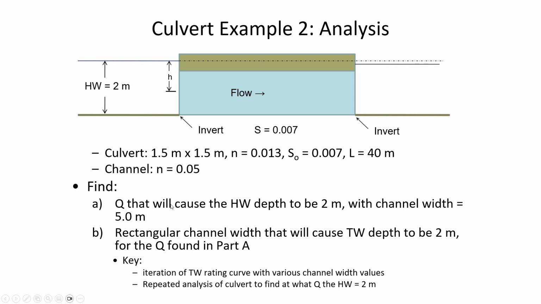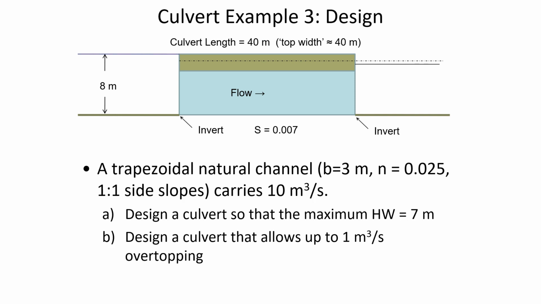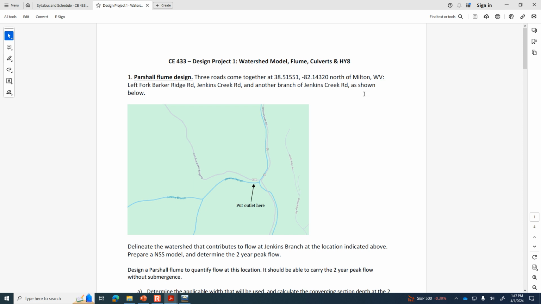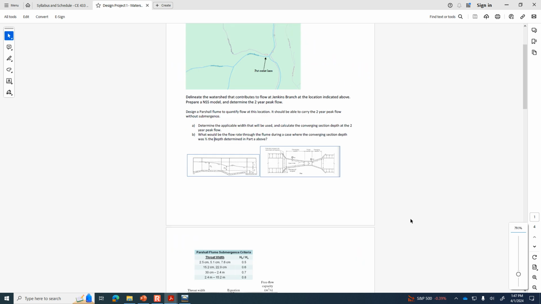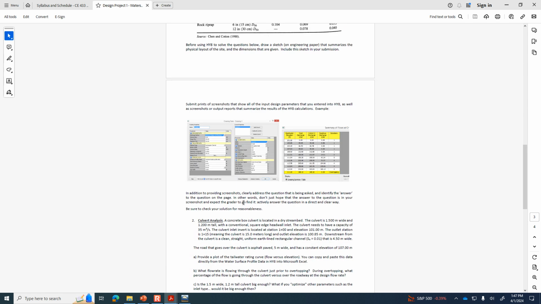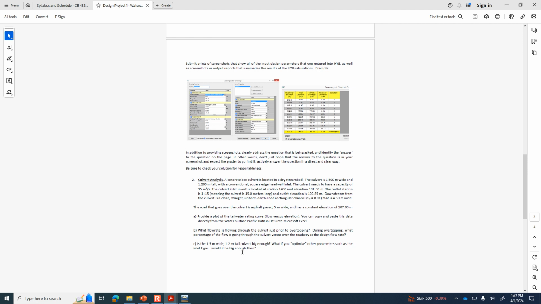We don't really have time to do this one, so here's what I'm going to suggest. I noticed some people don't have their computers today with HY8. Bring it on Wednesday, and we're going to spend all our time on Wednesday doing this example and the next one, just to reinforce how to use HY8. In the meantime, I'd suggest that you get started on design project 1. It's worth a lot of points. You could start on the partial flume part of it, and maybe begin the analysis part as well. So I'll see you on Wednesday.